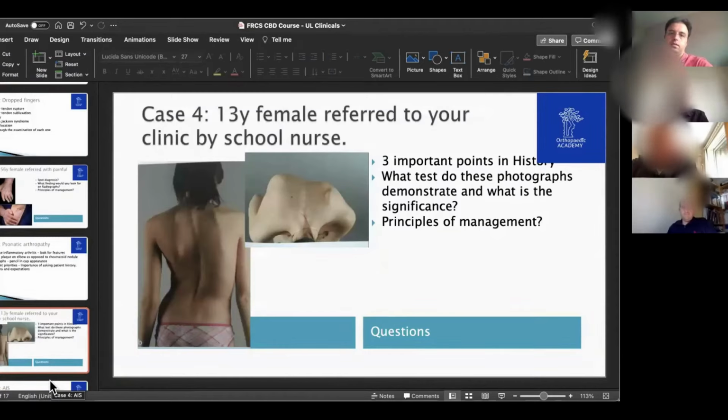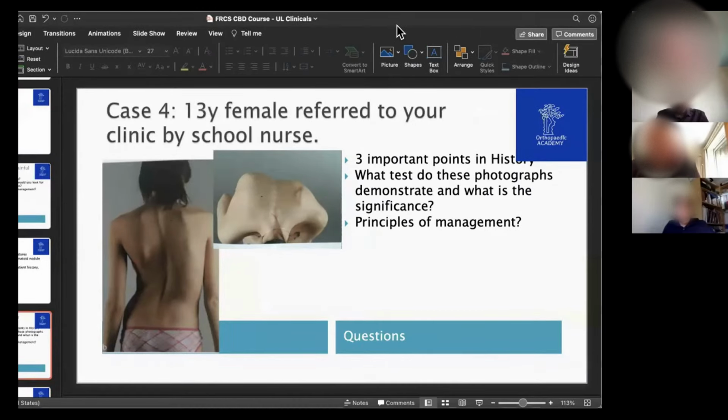Next, clinical. You may get spine. I had horrible spine in my upper limb clinicals. I had it as my long case for my upper limb long case. So how did you go with this young girl?